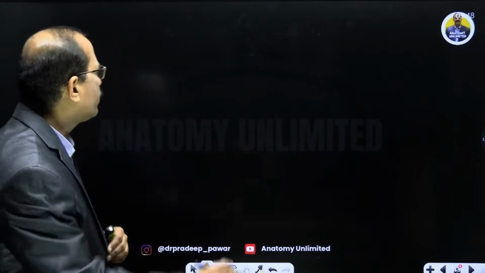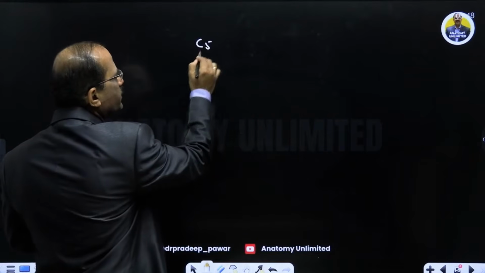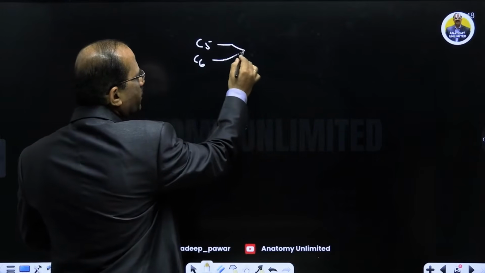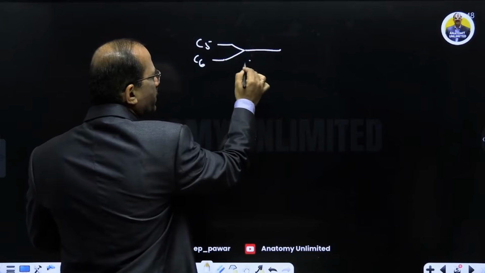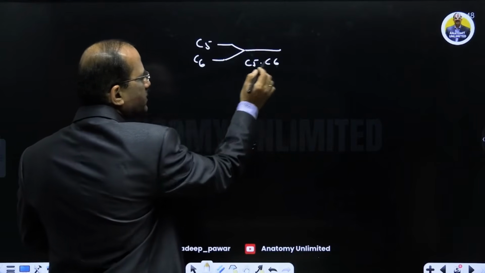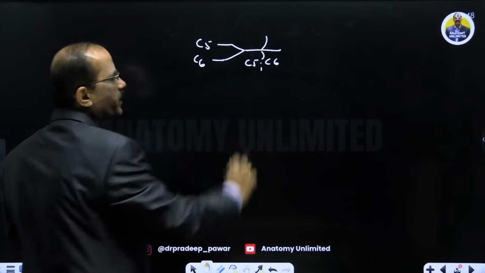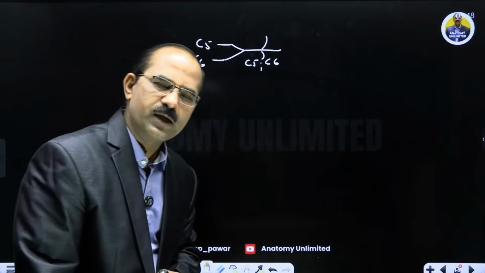What is the root value of upper trunk? Look, this is C5, C6. That's the upper trunk. What is the root value of upper trunk? C5, C6. From here two nerves also arise: suprascapular and nerve to subclavius.